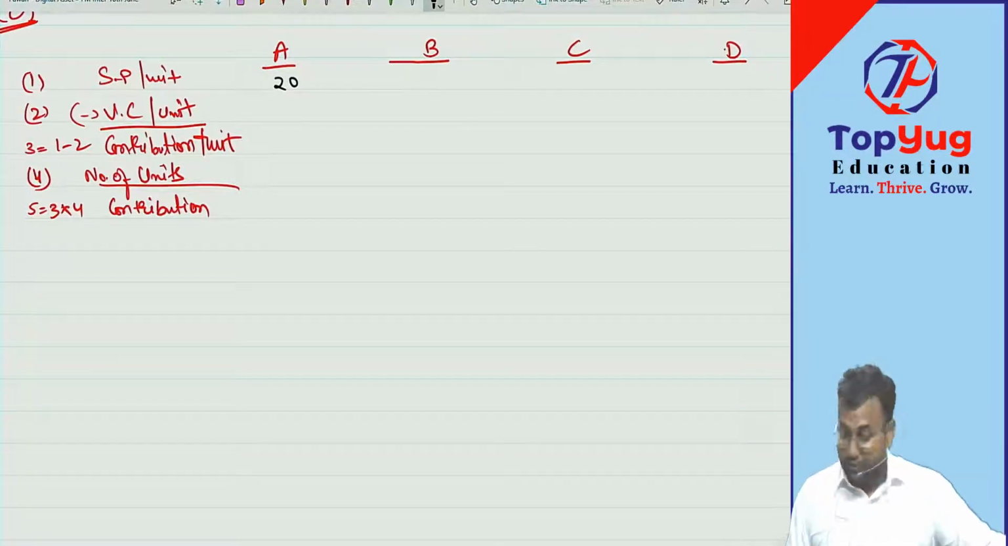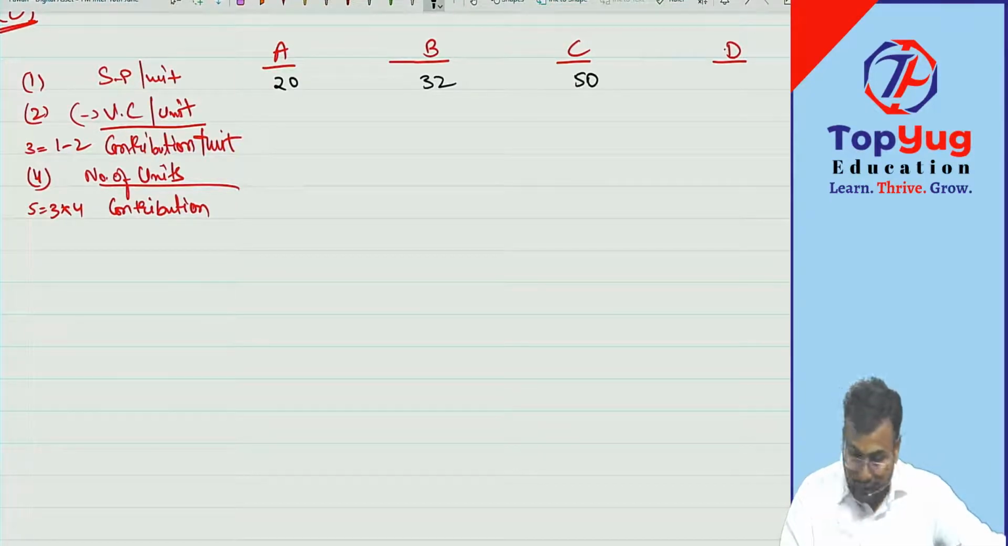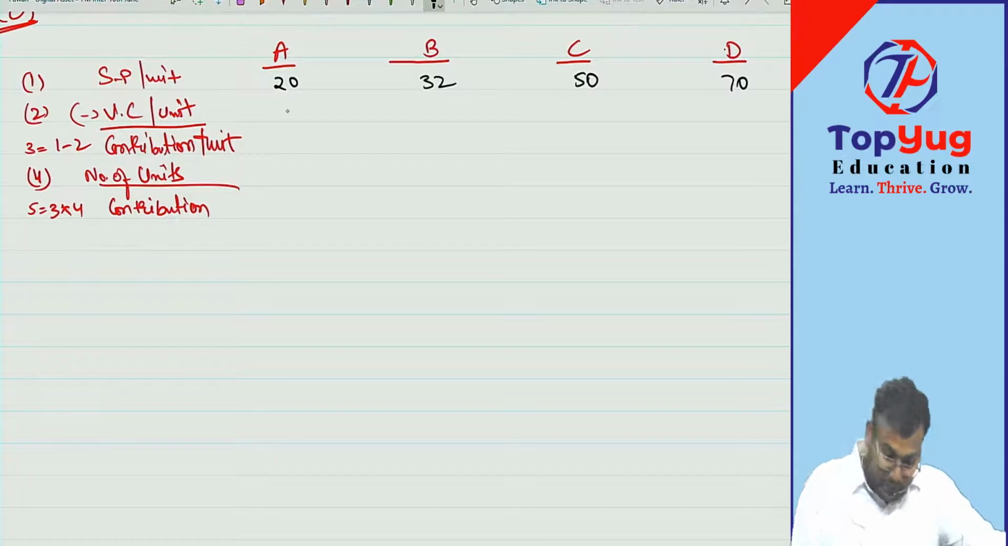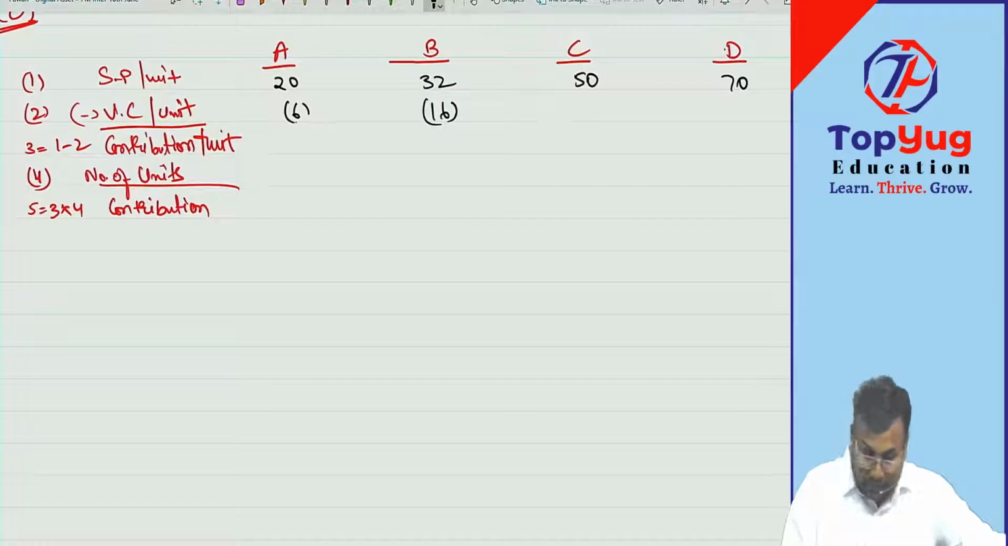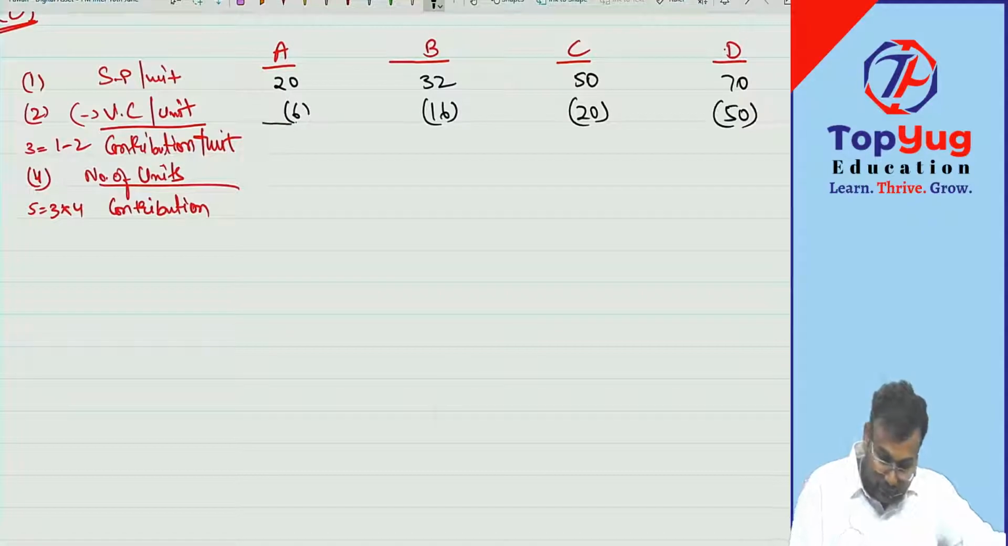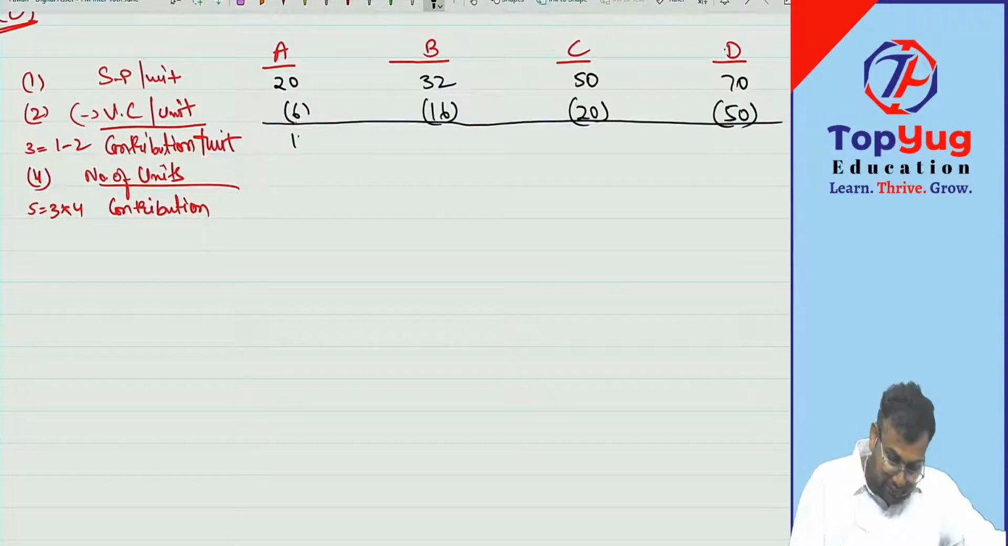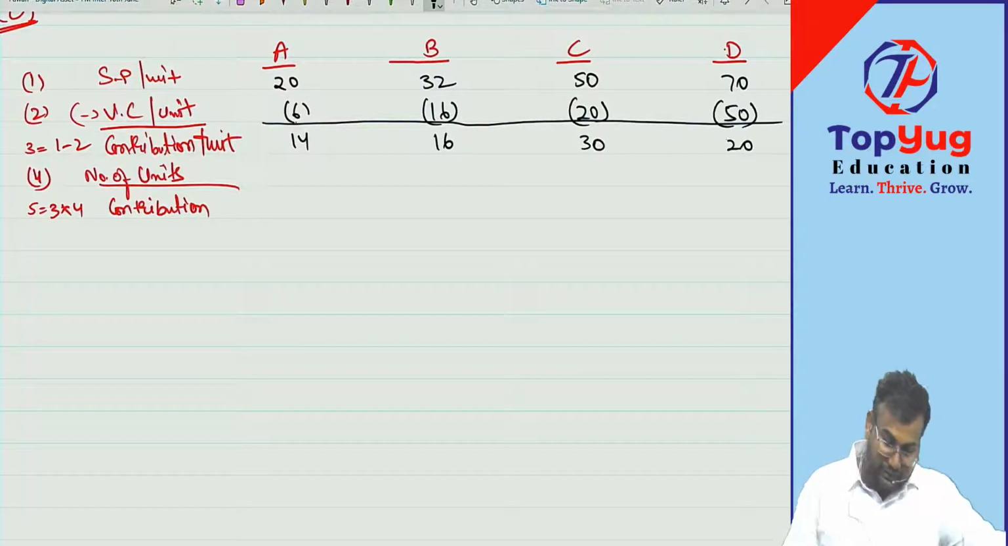So 20 is my selling price over here, 32, 50 and 70. Again you will have the variable cost: 6, 16, 20 and 50. So we'll have 14, 16, 30 and 20 as contribution per unit. Number of units is 5,000, 5,000, 5,000, 5,000.